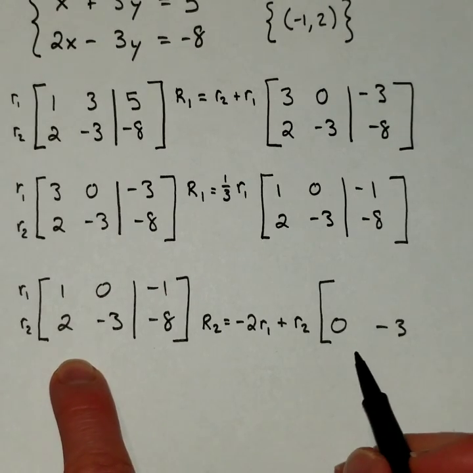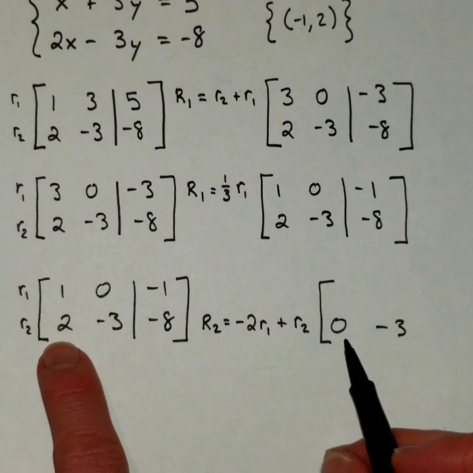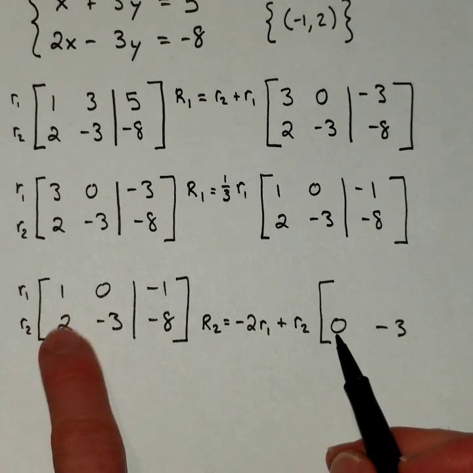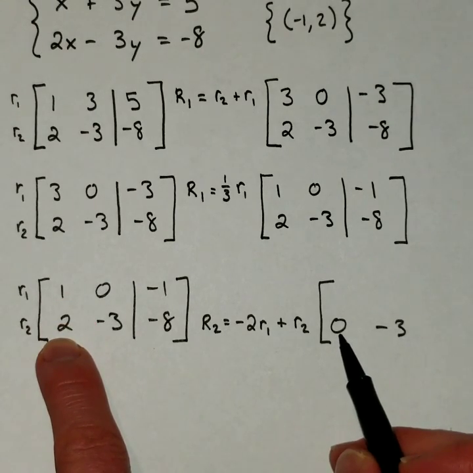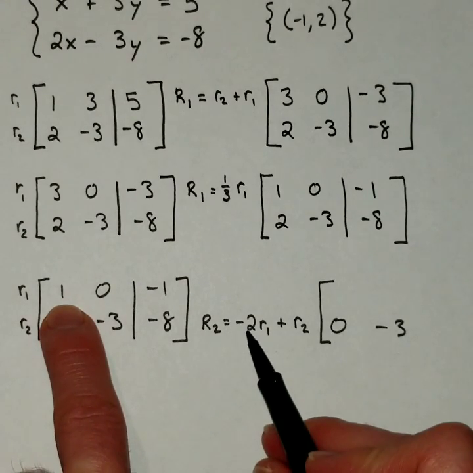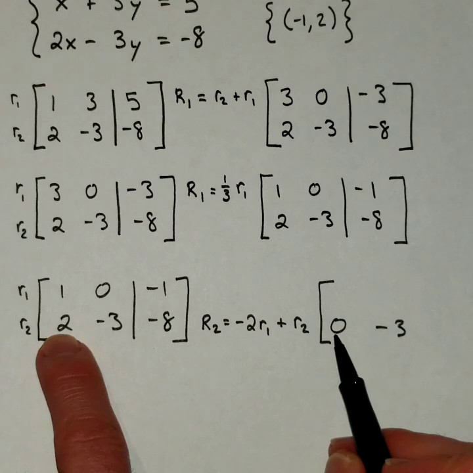So basically I'm just recapping this last step. I'm trying to get opposite coefficients here to get a 0 on the bottom left. So I took -2 times the row 1 entry. -2 times 1 equals -2, plus 2 gives me 0.